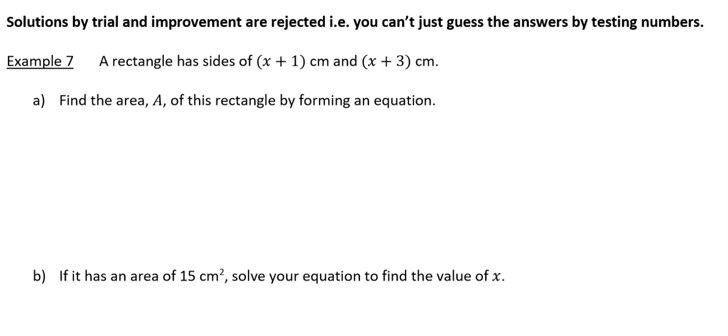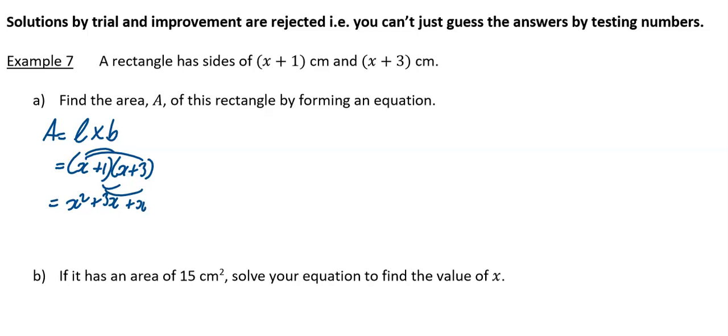Okay, in the first example we have here, it says a rectangle has sides of x plus 1 centimeters and x plus 3 centimeters. It says find the area A of this rectangle by forming an equation. Now we know that the area of a rectangle is length times breadth. So in this case, the length is x plus 1 and the breadth is x plus 3. And all we're going to do is multiply those out. So x times x gives you x squared. x times the 3 gives you 3x. 1 times x gives you x. And 1 times 3 gives you 3. So tally that up, you're going to get your area is equal to x squared plus 4x plus 3.